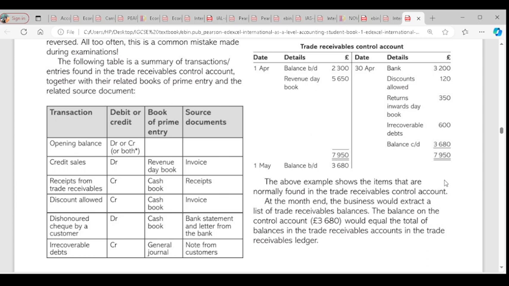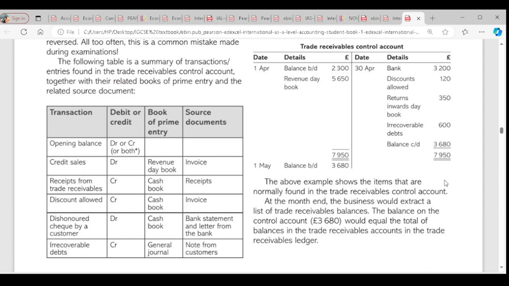Then we have receipts from trade receivables. Okay. That means payment from trade receivables. So the trade receivable account, the individual sales account, will have a credit entry, yes or no? Because you have received it, right? That means the customer has made the payment. Because of that, it will go to the cash book. And the document will be receipts. Okay. Do you get it?